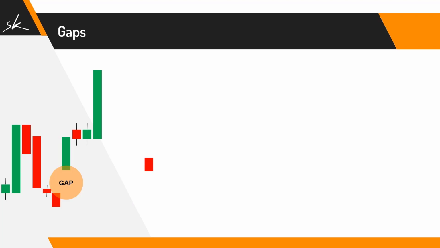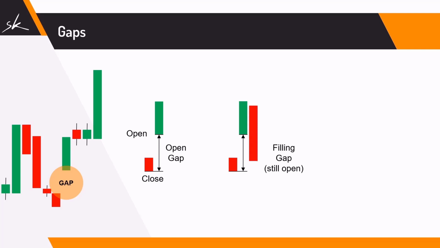Difference between any two consecutive candles' closing price and opening price is called a gap. This gap will be called an open gap since price has not yet been back to the price level from where it gapped up. In the next example, we have an open gap. The price has started moving down but has not yet been back to the price level from where it gapped up. This is also called an open gap. In the last example, price starts moving down and moves back to the price level from where it gapped up. This is called a filled gap.